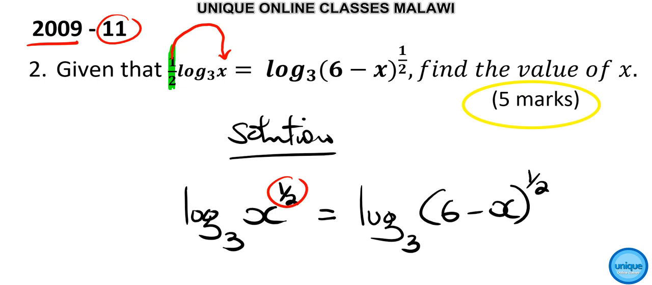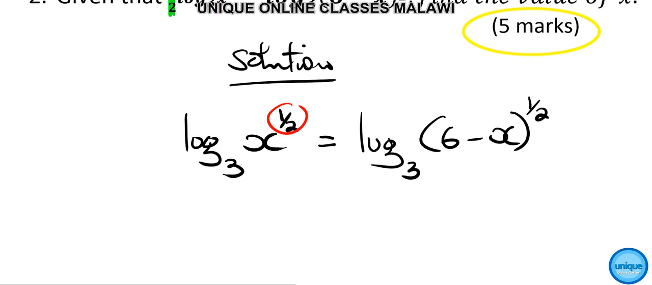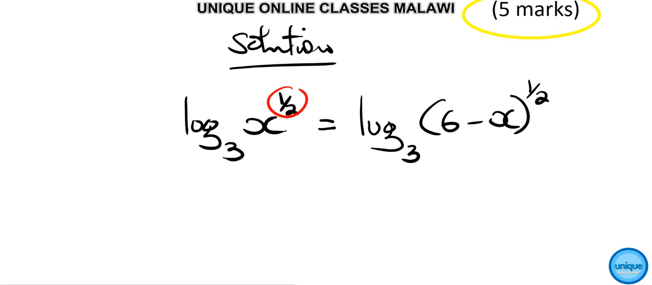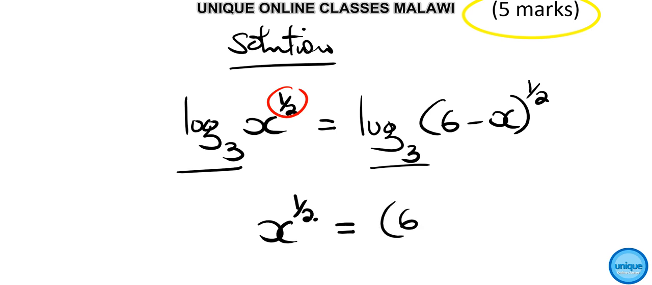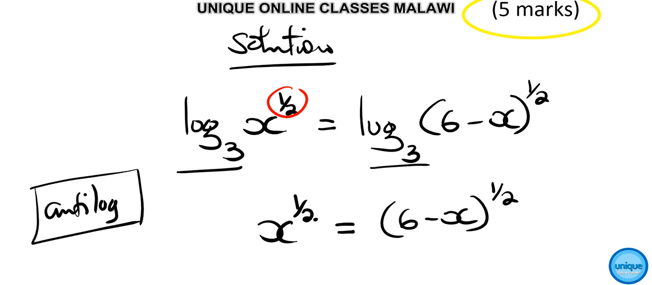So the next thing we need to do here is to unlog, removing the logs. We can see we have log base 3, also log base 3. We can remove the logs. Critically, x power half is equal to 6 minus x raised to the power half. What we have done here is anti-log. Anti means against, so we have removed the log.